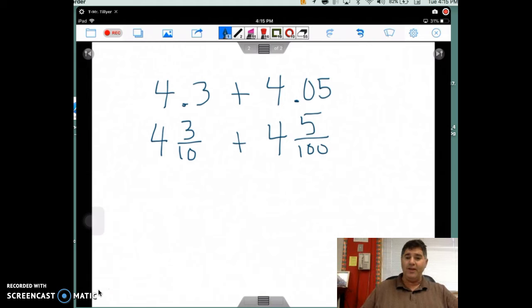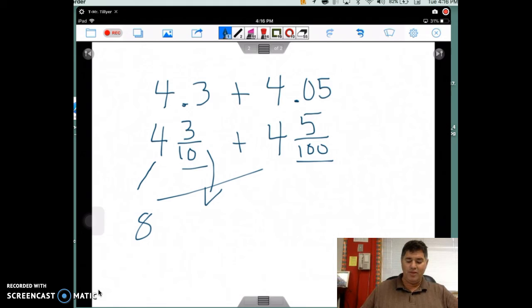Okay, real easy. The 4s, you can just add those together. 4 plus 4 is 8. That's pretty easy. But the hard one is going to be the 3 tenths and the 5 hundredths. Remember, we're going to convert the 3 tenths into 30 hundredths. And remember, we just multiply by 10.